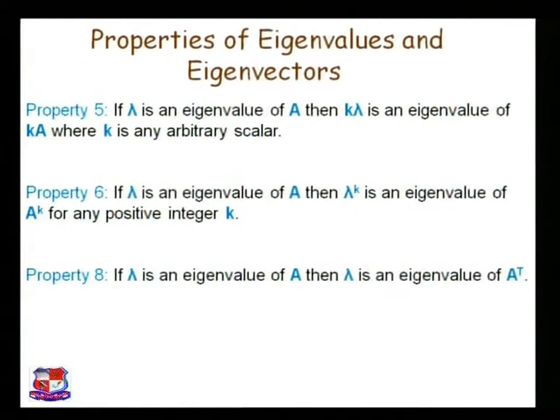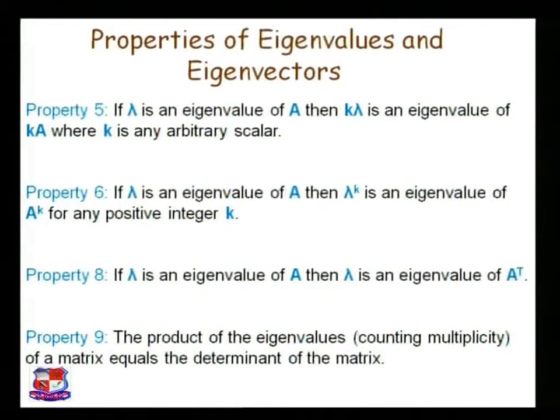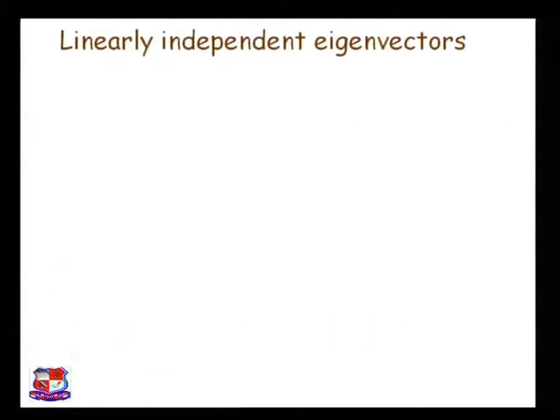If lambda is an eigenvalue of A, then lambda is an eigenvalue of the transpose of A. That means if I take the transpose of any matrix, the eigenvalues will be the same. So the eigenvalues of A and the transpose of A will be equal. In the ninth property, the product of the eigenvalues of a matrix is equal to the determinant of the matrix, which we have already discussed previously for 2 by 2 matrices.